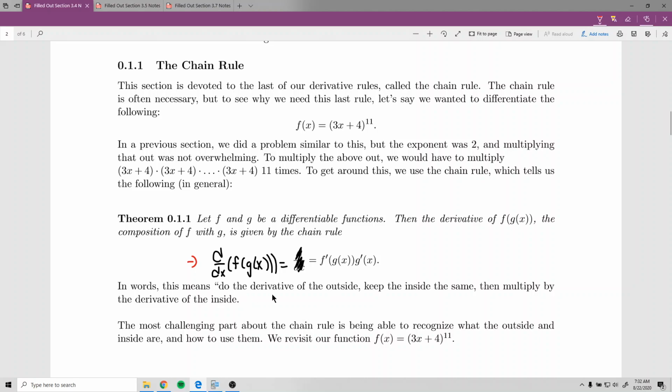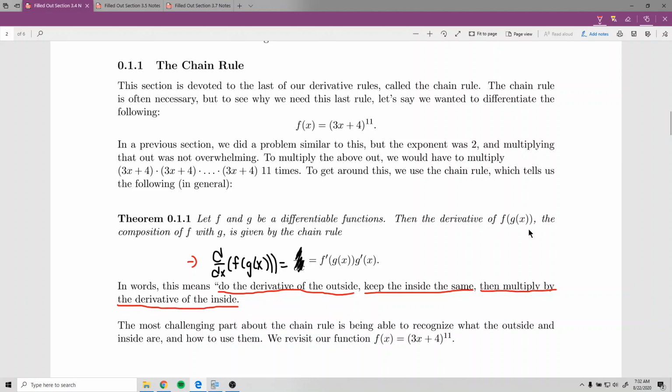This is what's very helpful to remember in words, and this one might be the most helpful of all the rules to remember in words: do the derivative of the outside, keep the inside the same, then multiply by the derivative of the inside.